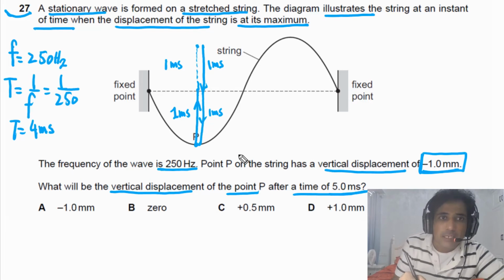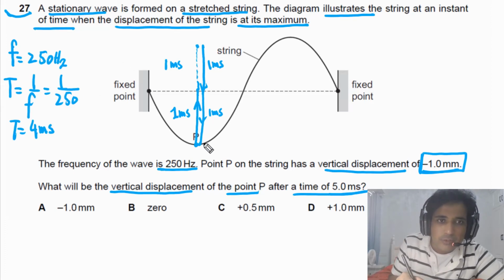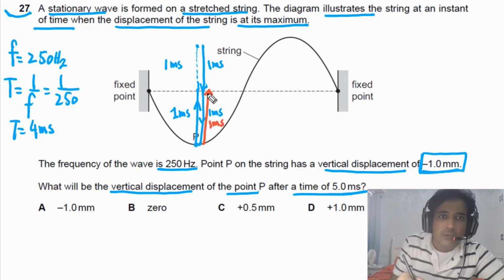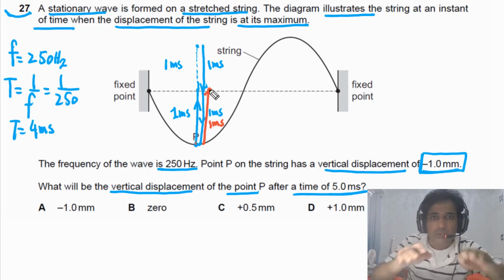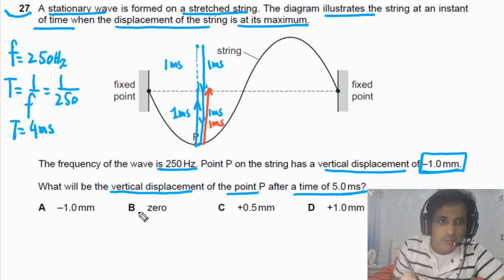We still have 1 more millisecond. So for that one, we will be using a different color. So this will go up again. So it will take again 1 millisecond to move from the lowest point to equilibrium. So after 5 milliseconds, this particle will be at this point. The vertical displacement of point P will be equal to 0 because this is at rest position. So vertical displacement of this one is equal to 0.